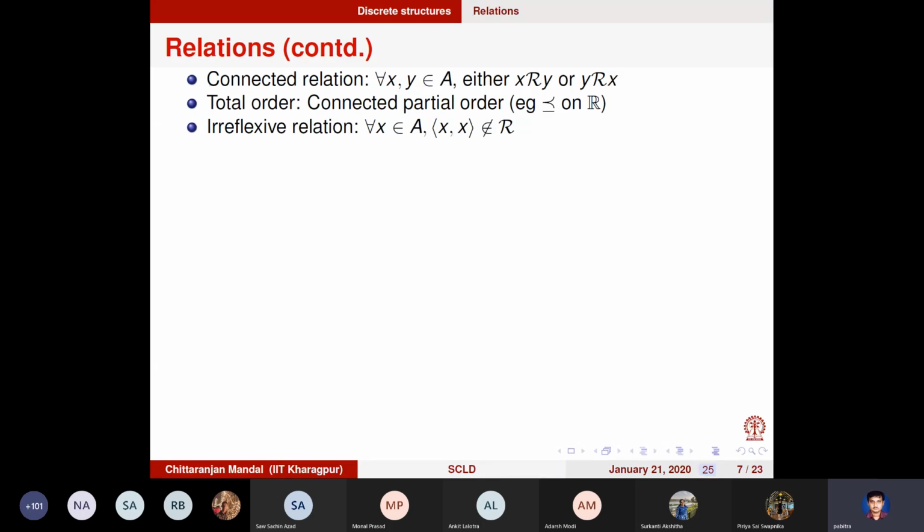An irreflexive relation is one where for all x, x is not related to itself. Asymmetric, we talked about earlier: if x is related to y, y cannot be related to x. If x is greater than y, y cannot be greater than x. It's an asymmetric relation.